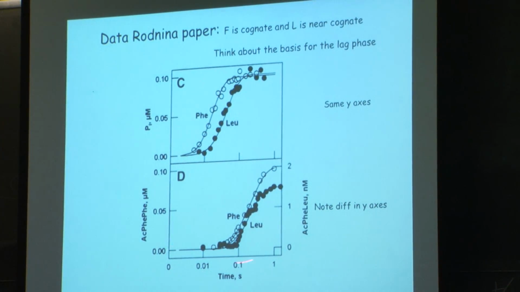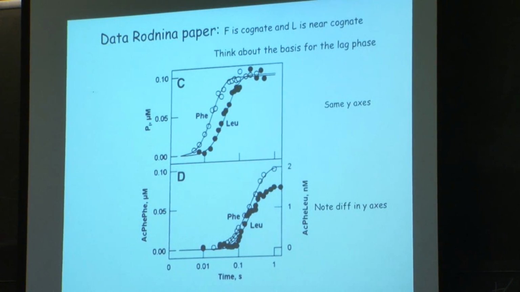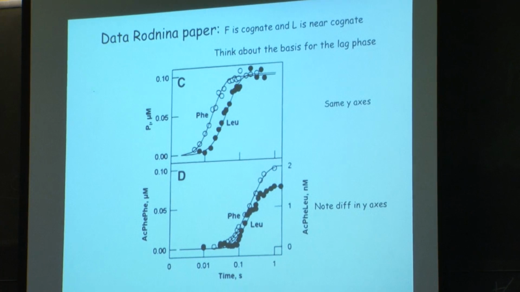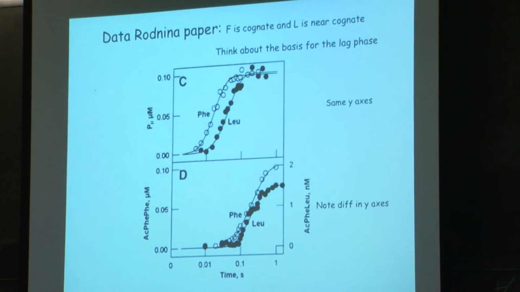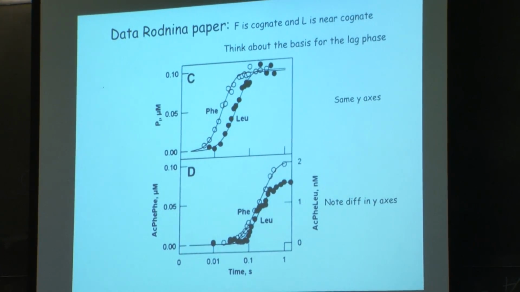Here, again, the lag phases are not all that different, but here, if you take the differences in amounts into account, you're only getting 1 to 2% the amount of leucine incorporated into the peptide as you would with phenylalanine, and that's because it's near cognate, and what's happening? You're having discrimination between peptide bond formation and dissociation. So that's the proofreading part of the overall mechanism.